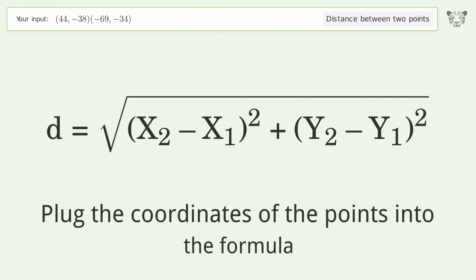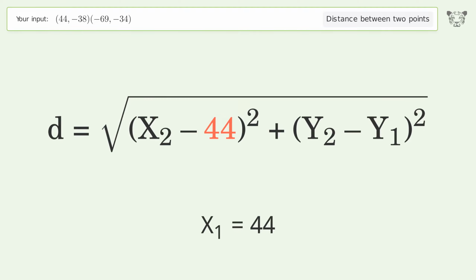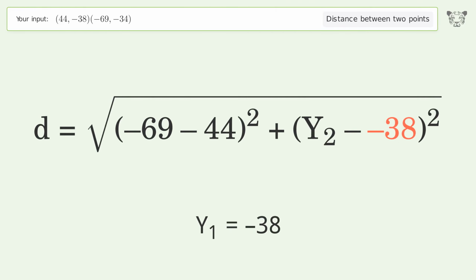Plug the coordinates of the points into the formula. x1 equals 44. x2 equals negative 69. y1 equals negative 38. y2 equals negative 34.